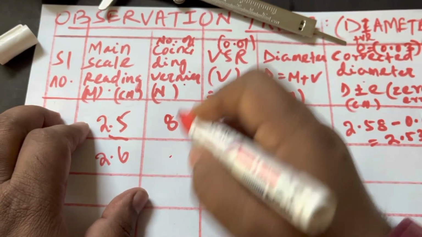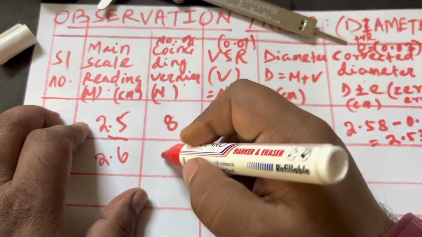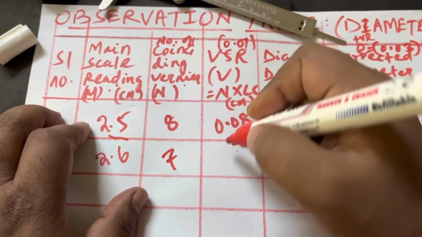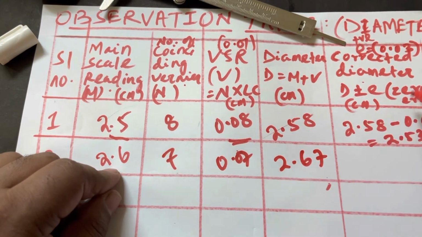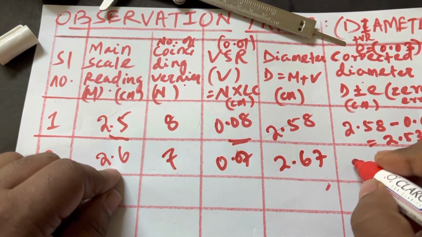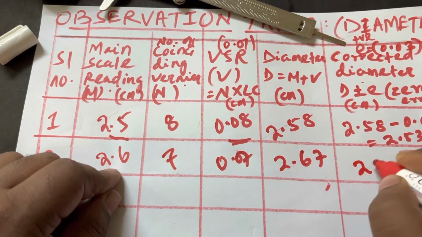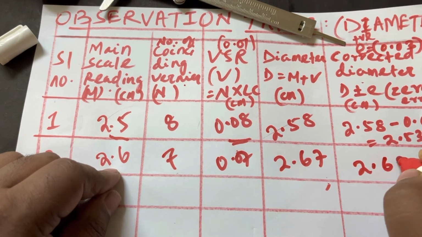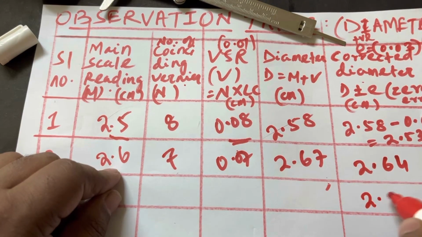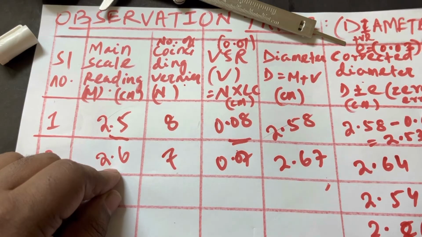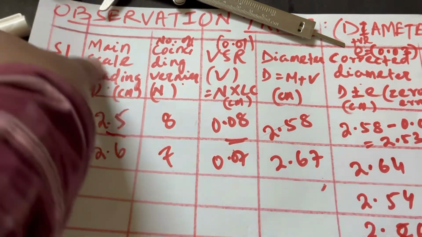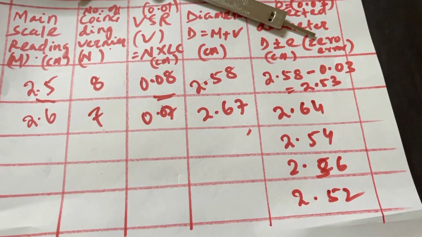Okay, so again your Vernier coincidence may change. This will become 0.07, so you can add it, it will become 2.67. If you are having a 0.03 positive zero error, you will subtract it, so you will get 2.64. So like that you will get, suppose 2.54, 2.56, 2.52, like that you are getting, suppose 5-6 readings you take.